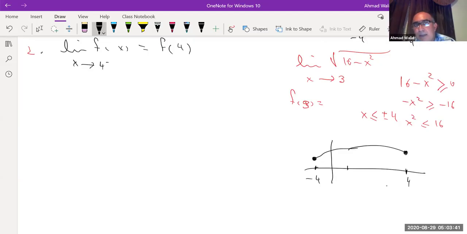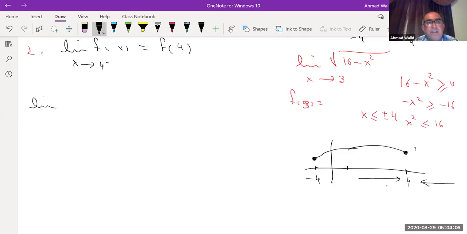When I set up my limit of f of x as x approaching 4 from the left, it means I'm coming this way. I cannot approach 4 from the right side. There is no function here. Do you see a graph? No. That's why I set up my limit this way. Correct? Let's check it. What was f of x?